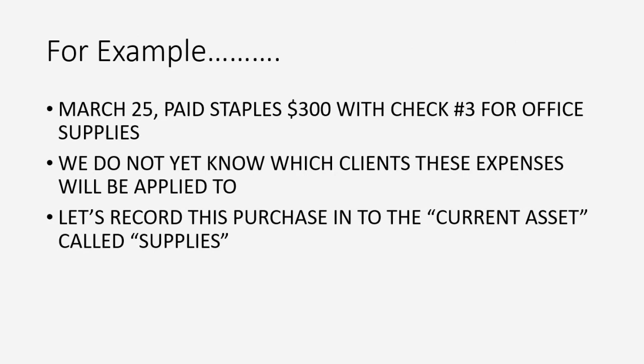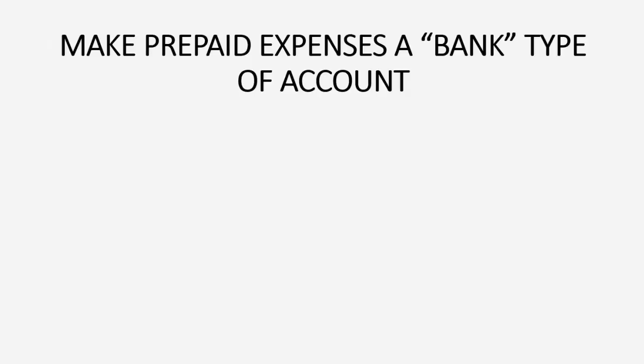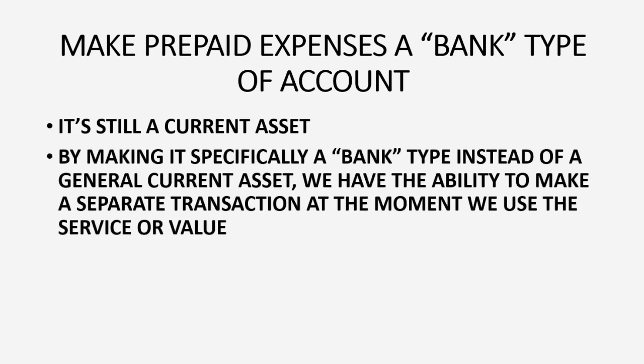In QuickBooks Desktop, we have to do a workaround to handle these prepaid expenses. So we're not going to make it current asset type. We're going to make all of our prepaid expenses a bank type of account. It's still a current asset, but by making it specifically a bank type of account instead of a general current asset, we will have the ability to make a separate transaction at the moment we use the service or the value. So this technique allows us to do this very smoothly in QuickBooks Desktop.